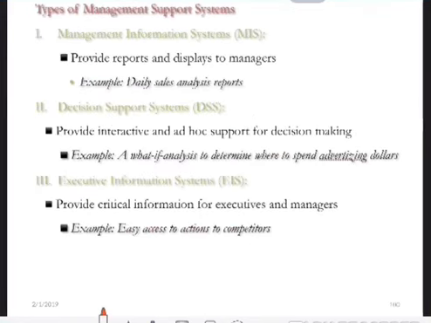Types of management support system. Management information system provides reports and displays to managers. The first one is MIS, and such one provides reports and displays to managers. A daily sales analysis report, for example, is a management information system, and we already discussed it in the first part of this chapter. Second, decision support system, or DSS, and we'll see this one in the fourth chapter, provides interactive and ad hoc support for decision making.